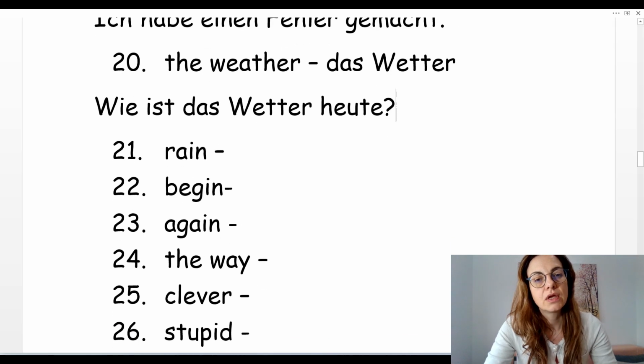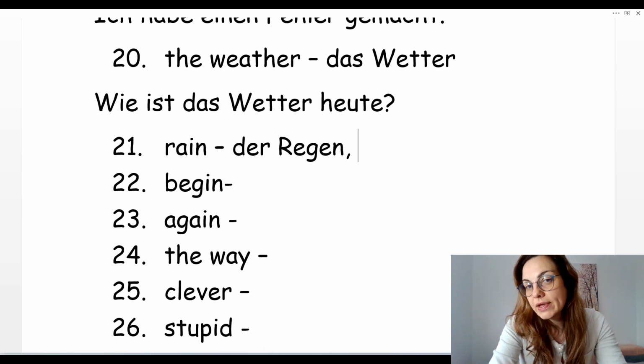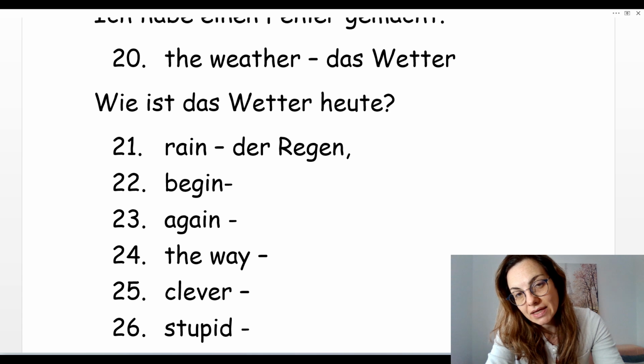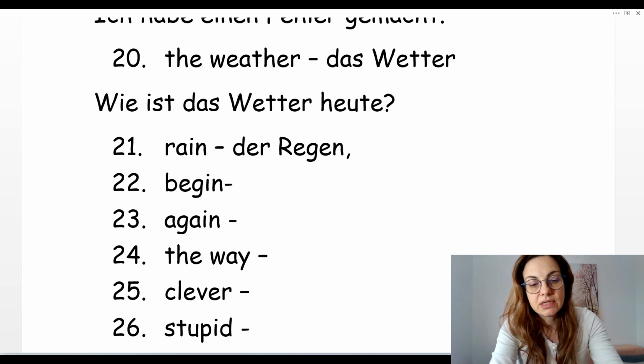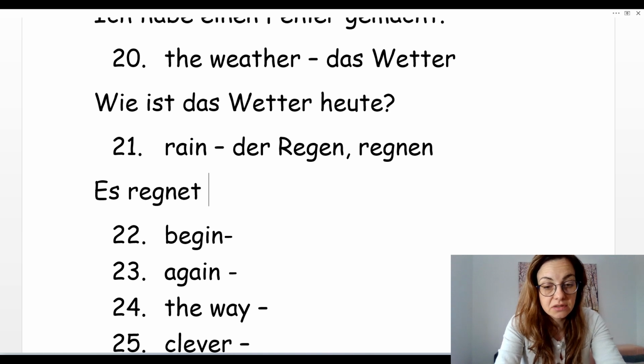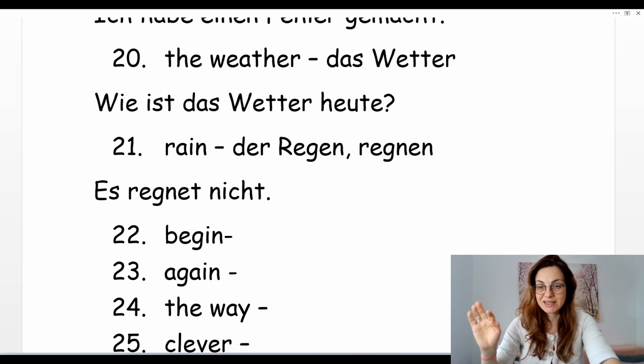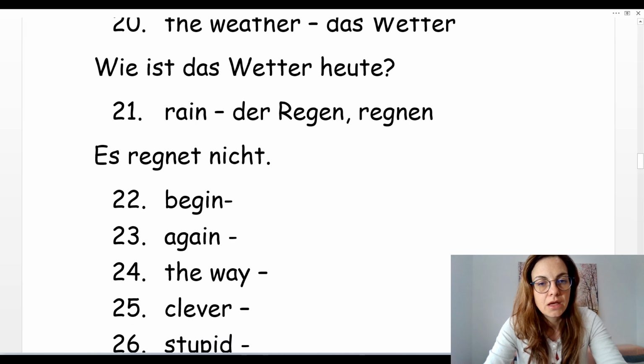Wie ist das Wetter heute? Rain is der Regen. Noun is der Regen, and the verb is regnen. So es regnet nicht. At the moment, it's not raining. Es regnet nicht.